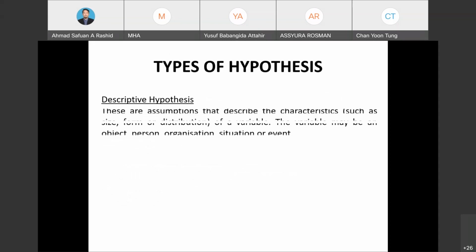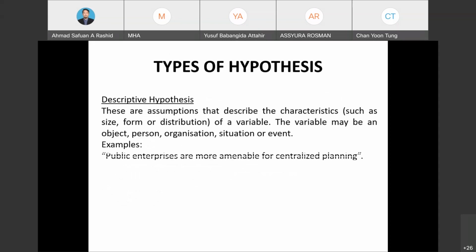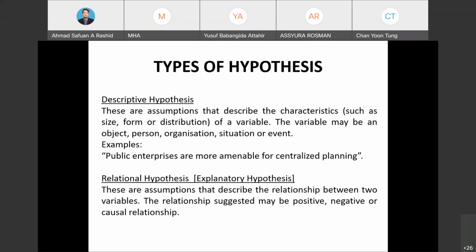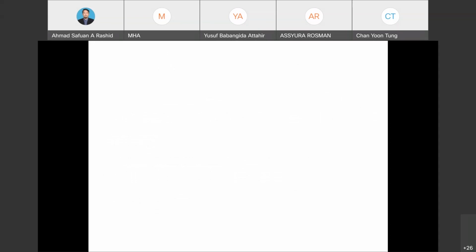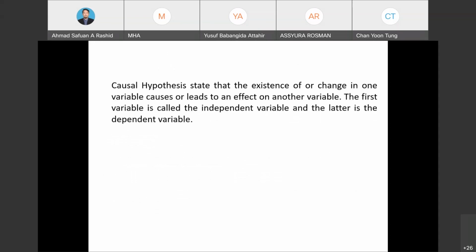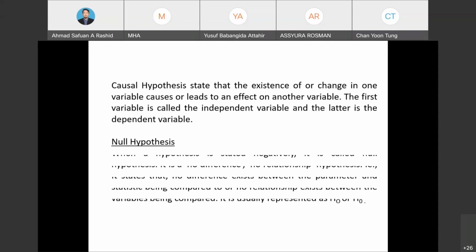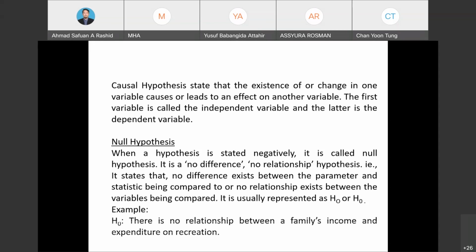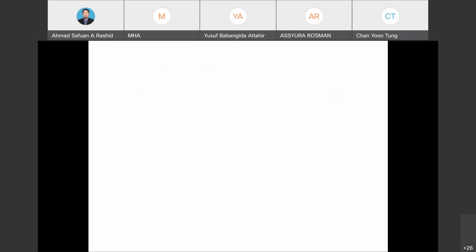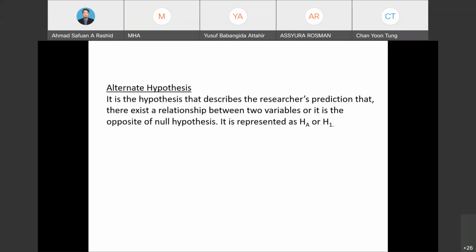Types of hypothesis. Okay, descriptive hypothesis. Then we have a relational hypothesis. Yeah, I need to be fast. Okay, causal hypothesis, null hypothesis. Okay, alternate hypothesis. Okay, hope you can read. Okay, later on.